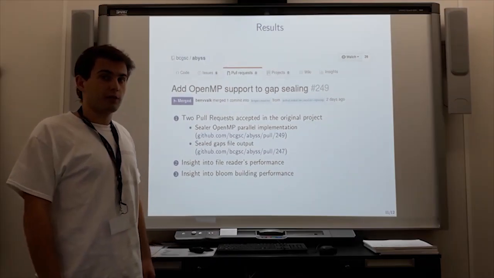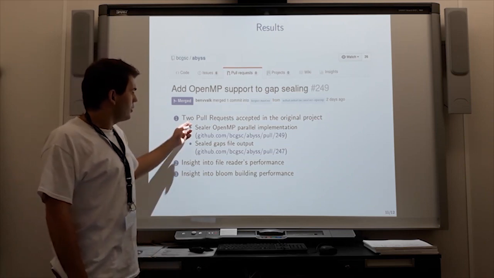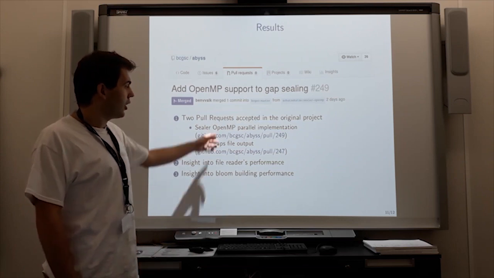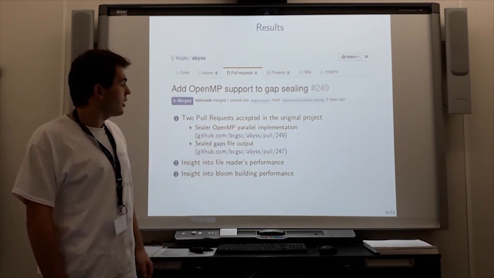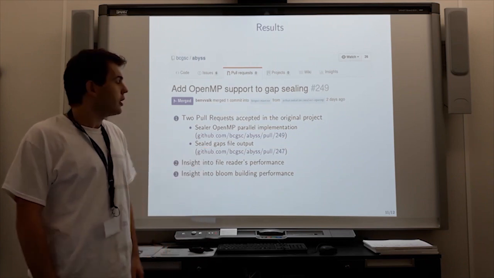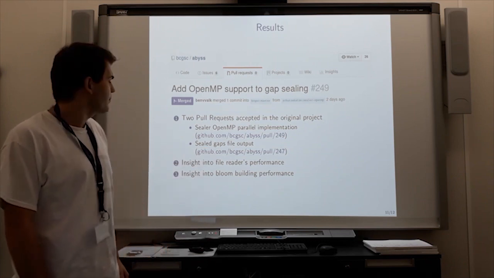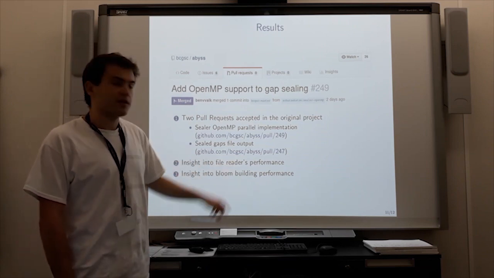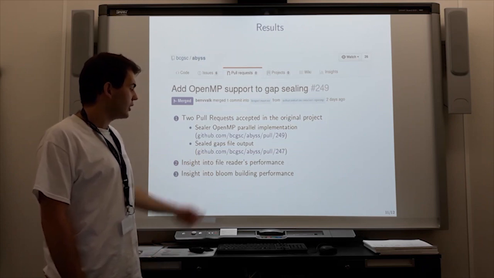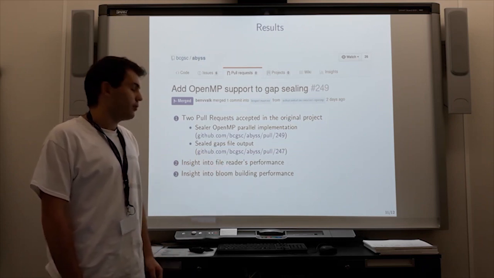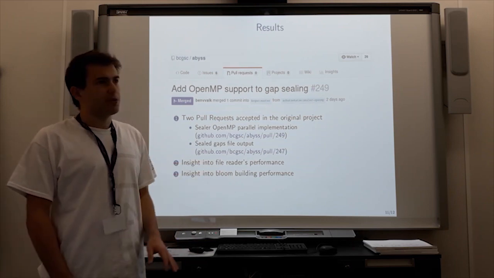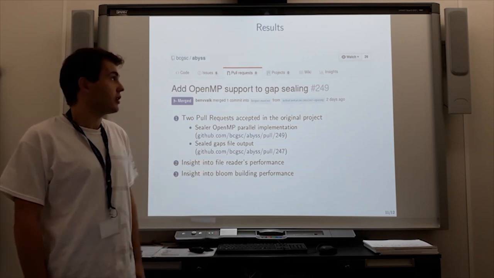So the results of the summer project are the following. 2 pull requests were accepted into the original project, one of which is the OpenMP parallelization of Sealer, and the other one is a utility that writes sealed gaps to a file, which helps you debug Sealer while it's running. There were also 2 failed attempts at improving performance, one of which is a file reader in Abyss, and the other one is improving performance of building the required data structure that I mentioned before, both of which only improved performance by several percent, which was not sufficient.